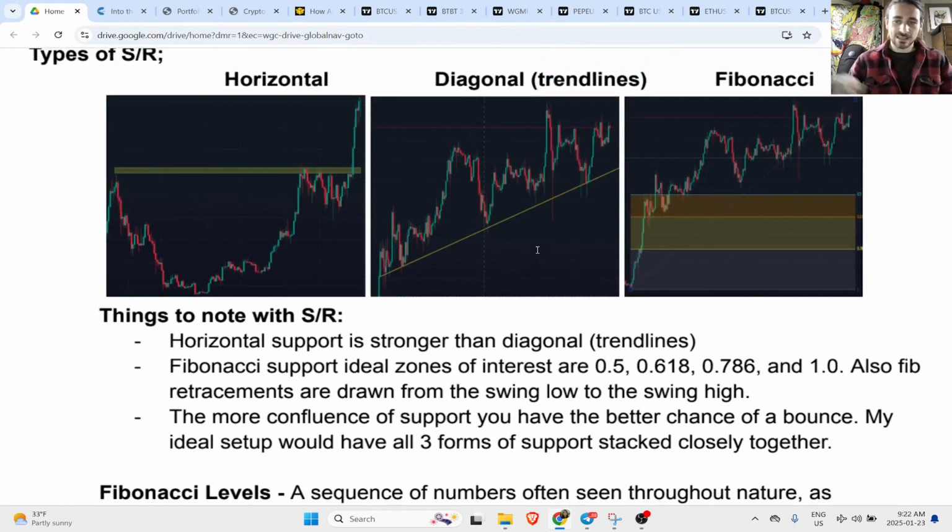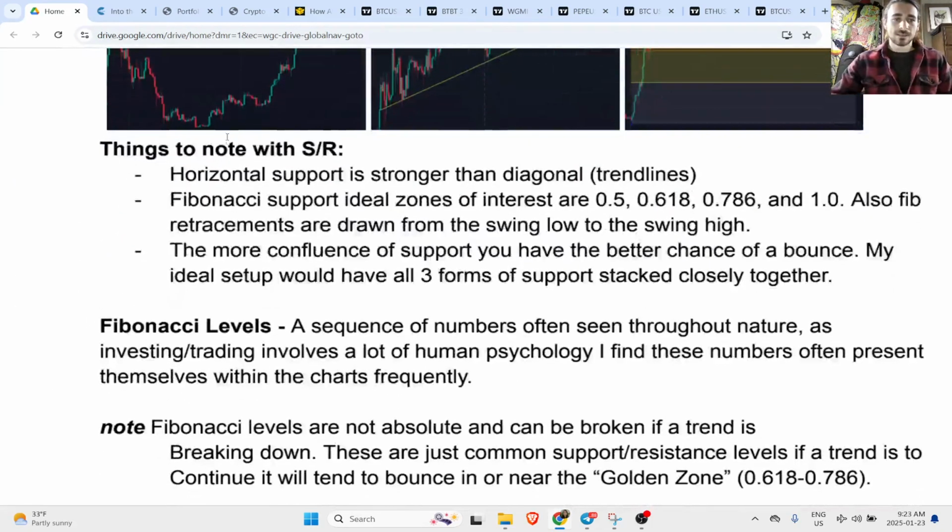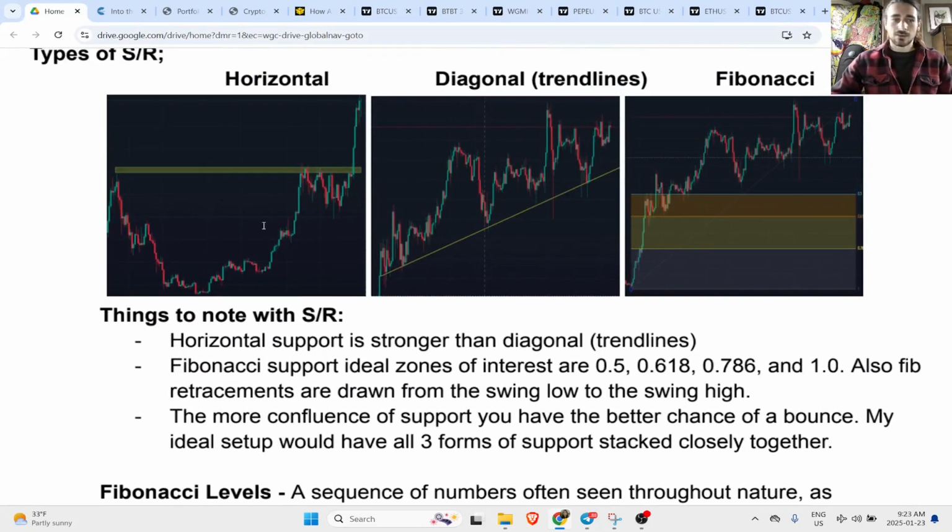But essentially, some of these levels are going to act as good support as well. Moving on, just a few things to note with support and resistance. Horizontal support is stronger than diagonal support. And then we see Fibonacci support. Ideal zones of interest for me with the Fibonacci retracement are the 0.5, so that'd be this top line, and then the 0.618 and the 0.786. This is the Fibonacci golden zone. You'll hear me refer to this quite frequently. And then we've also got our base Fibonacci level down here.